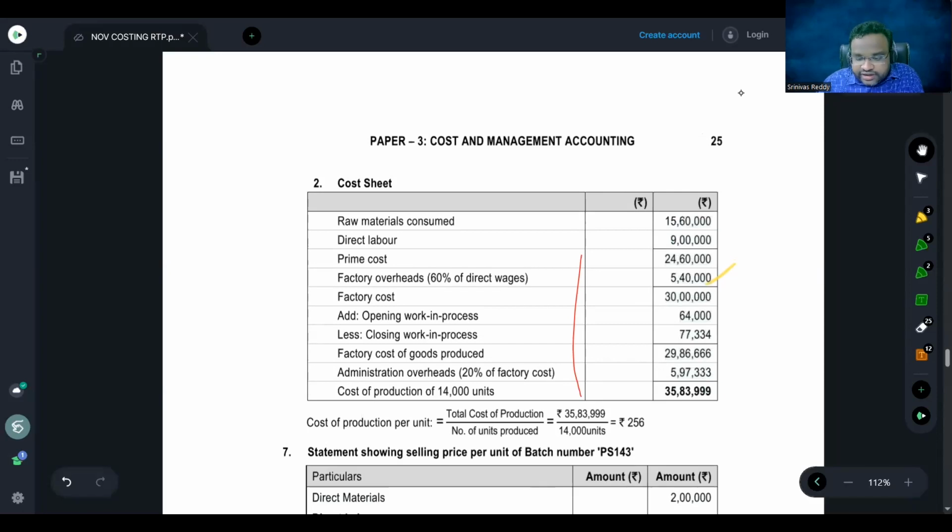we are going with the reconciliation part. What are the areas of reconciliation? Opening stock valuation, one difference, closing stock valuation, and we have factory deviation, administration deviation, selling and distribution deviation. Okay.